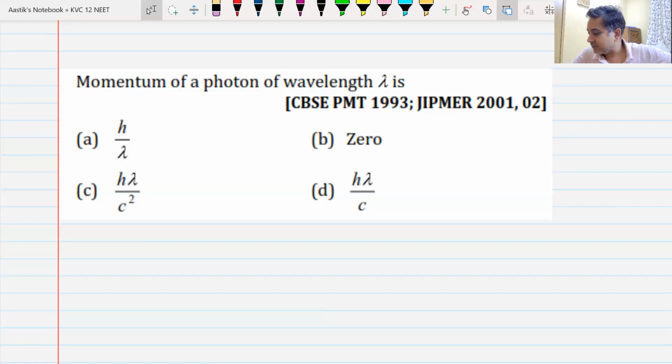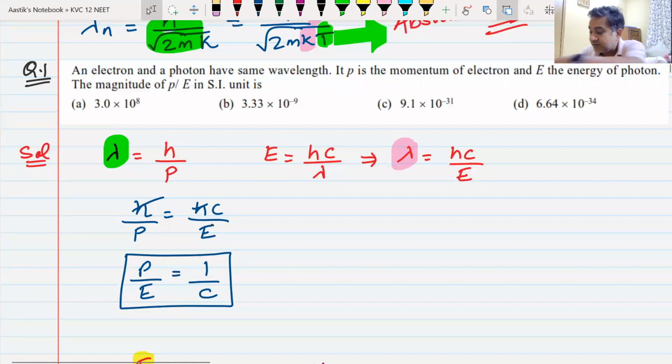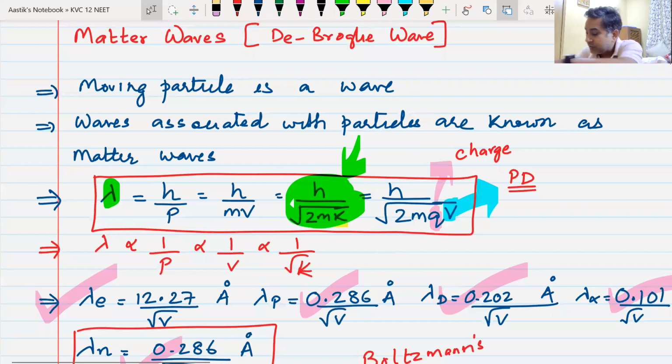I've given you everything. I started the chapter with the definitions of everything. You'll have to remember it better. We had solved some questions on this. Lambda is h by p, so p is h by lambda. Even in matter waves, I told you lambda is h by p. So many times, the momentum of a photon.